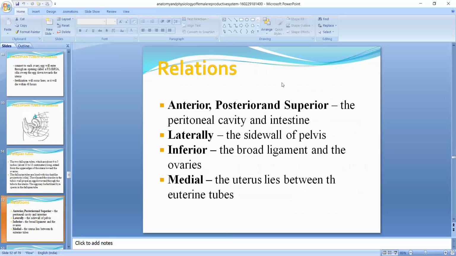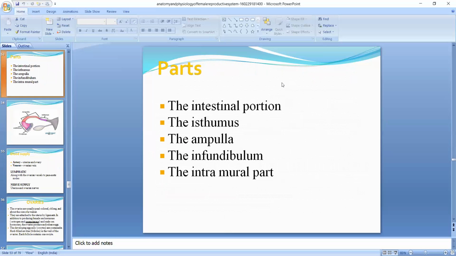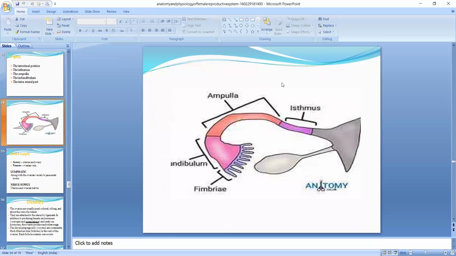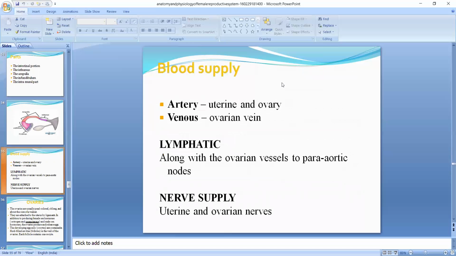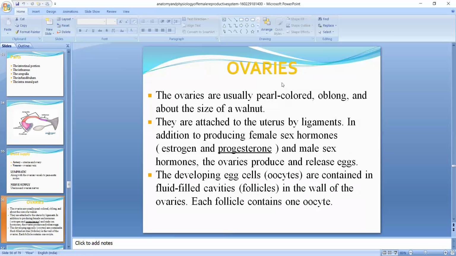Relations: anterior, posterior and superior are the peritoneal cavity and intestine, laterally the pelvis, inferiorly the ligament and medially the uterus. Parts: there is the interstitial portion, isthmus, ampulla, infundibulum and intramural part. We can see here this. Blood supply is from the uterine and ovarian arteries and drains into the ovarian vein. Lymphatics drain to the para-aortic nodes and uterine and ovarian nodes.